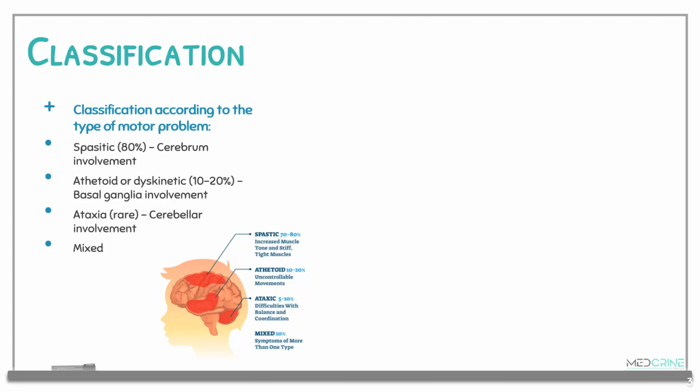The second type, that is the Athetoid or dyskinetic type, accounts for about 10 to 20% of the cases and it's associated with uncontrolled movements. This occurs when the basal ganglia is involved. The third type of cerebral palsy that occurs rarely is the ataxic type. The ataxic type occurs when there is a cerebellar involvement, and in these cases it accounts for about 5 to 10% of the cases, and the children who have ataxic type present with difficulties in balancing and coordination. And when these children have features or symptoms of more than one type, they have a mixed type of cerebral palsy.